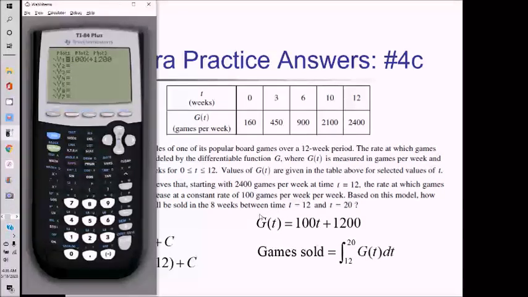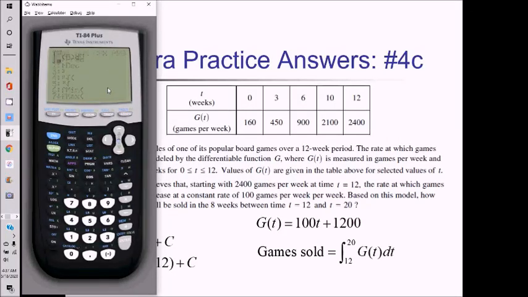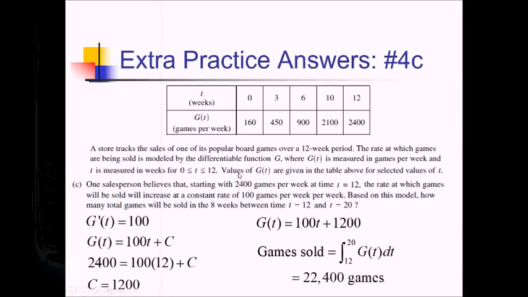So I'm going to enter my g of t function that I just came up with in my y equals under y1. Quitting out of there, let me do math 9, integral from 12 to 20 of, and then let me do alpha trace y1 and do a dx. Let the calculator do the heavy lifting here. And in that period, we're selling 22,400 games.